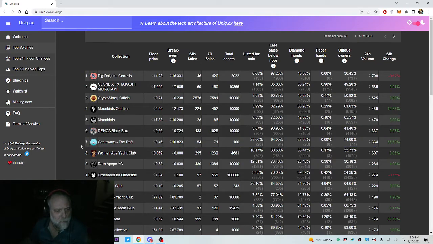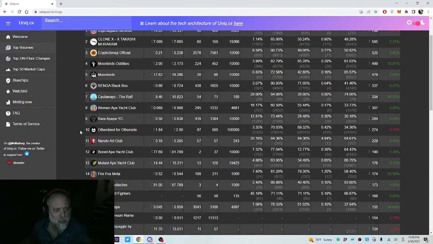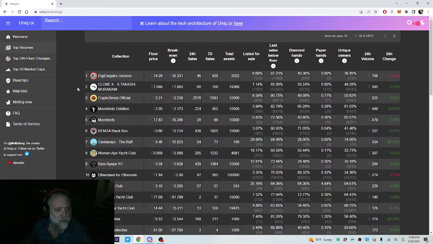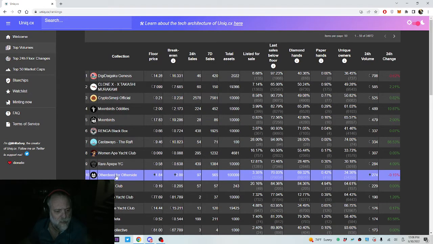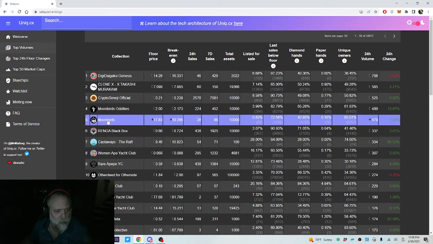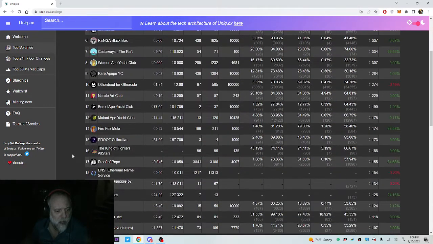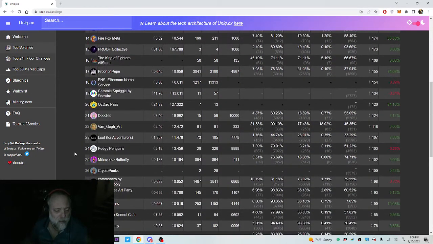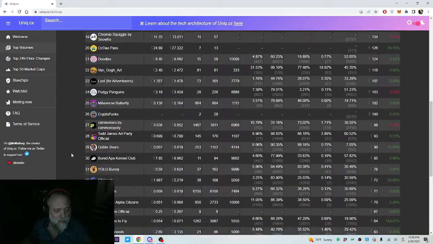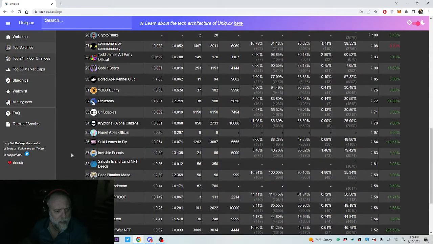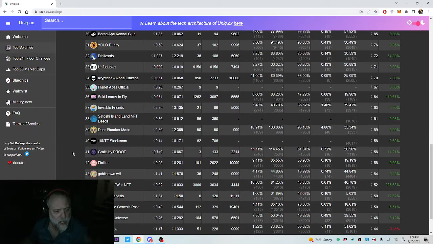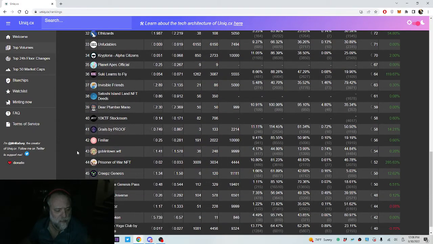You can find most of the big blue chips on this top page whenever you're looking at the top volumes. Like there's Other Deeds, there's Bored Apes, Mutant Apes, like I said, Moonbirds. This gives you a good idea of what the top ones are at any given time. And they change now and then in the top 50.